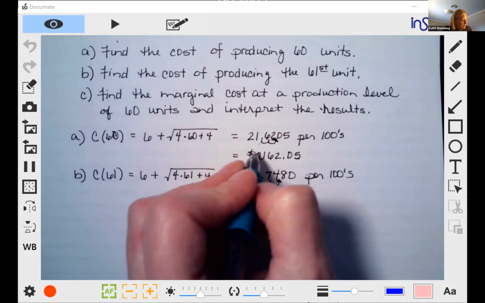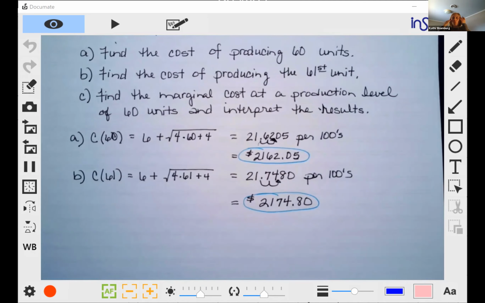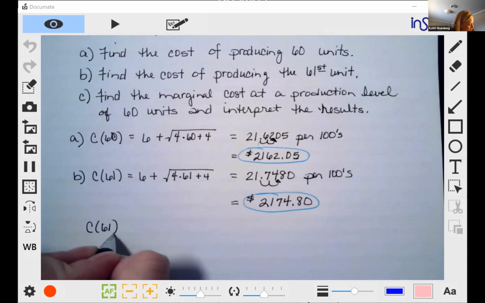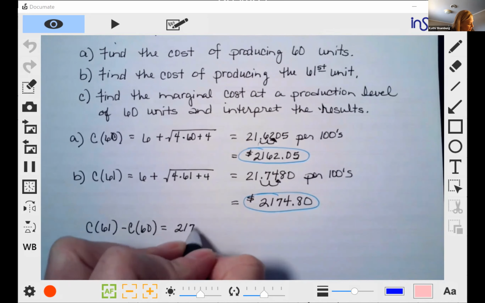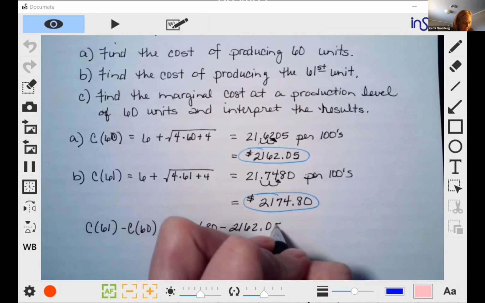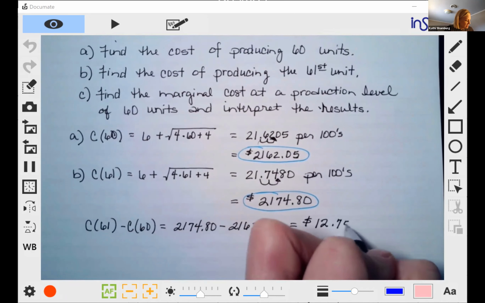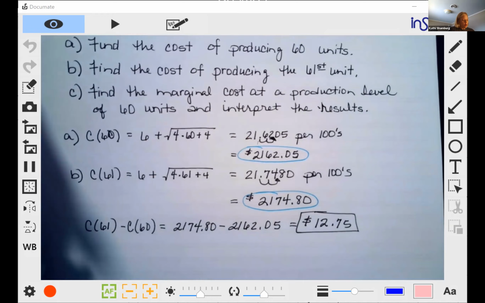So what I want to look at is, here is producing 60 items. Here is producing 61 items. So what did it cost to produce that 61st item? Well, we could take the cost of 61 items minus the cost of 60 items, and we could find that. So $2,174.80 minus $2,162.05. So that 61st item costs $12.75. Okay, so let's do part C.